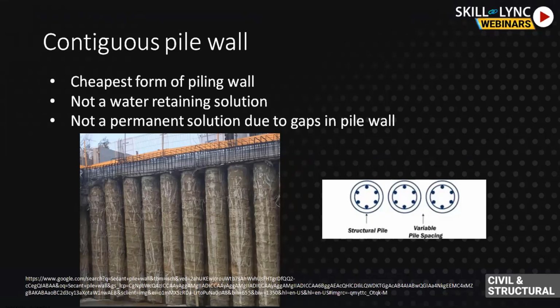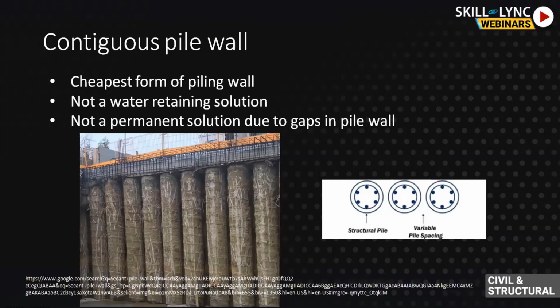This contiguous pile wall is nothing but piles constructed at intervals with a spacing in between them. Generally, the clear spacing between the piles can be up to 150 mm. This cannot retain water because of the gaps between the piles, and most probably it will be used only as a temporary solution, not as a permanent solution. Because of the gaps between the piles, there is a possibility for water flow. During boring you need support fluids, and for the transfer of the bending forces you need reinforcement.